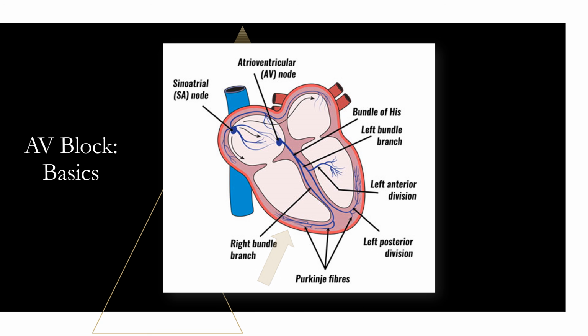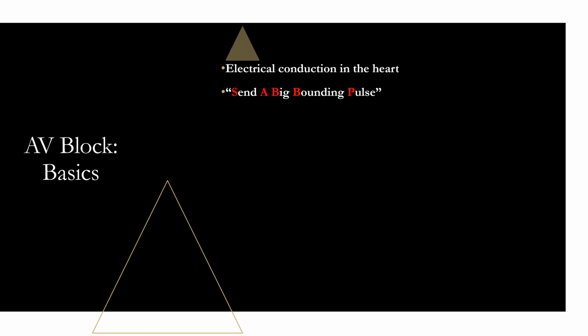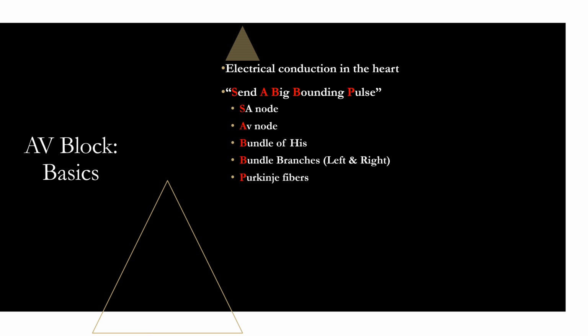If you ever need a way to help remember this pathway, I have a mnemonic for you. Send a big bounding pulse, SABBP, so that stands for S, SA node, A V node, B, bundle of His, the second B is bundle branches, and then the P stands for Purkinje fiber, so that helps you remember the pathway there.